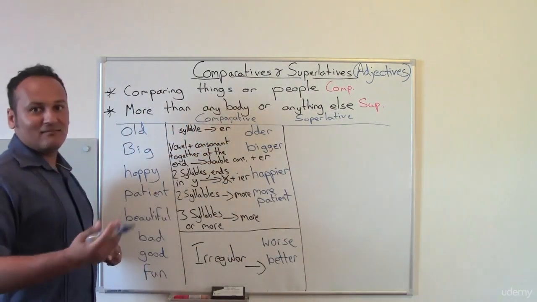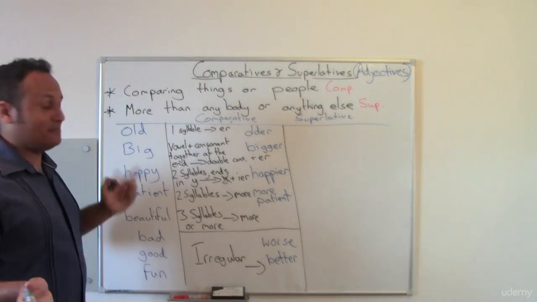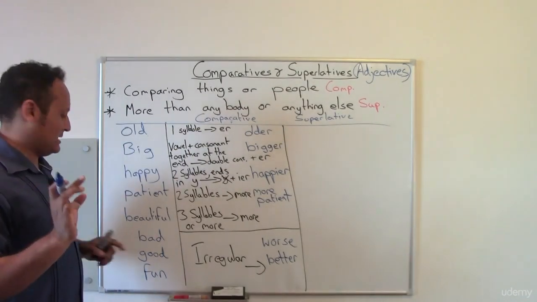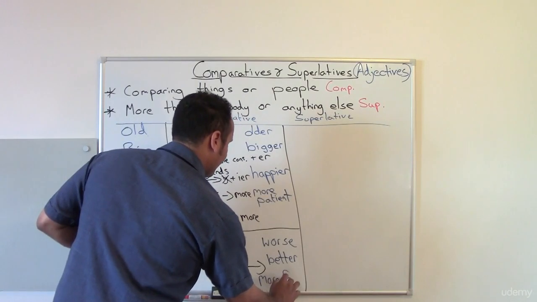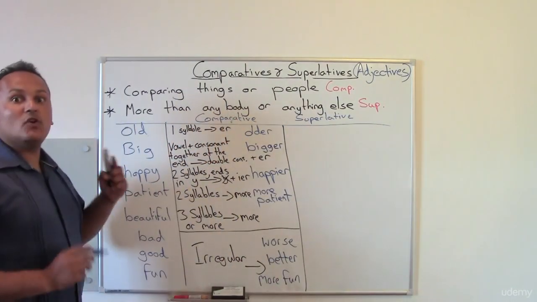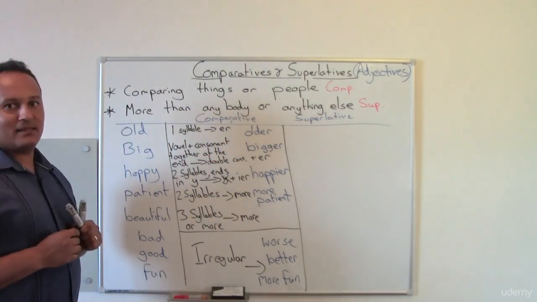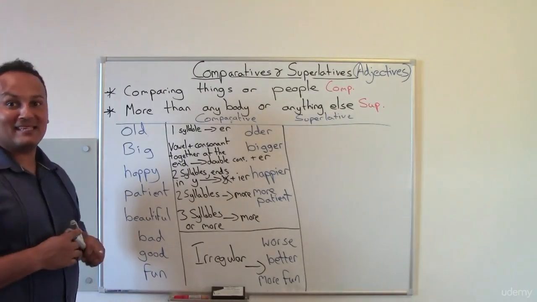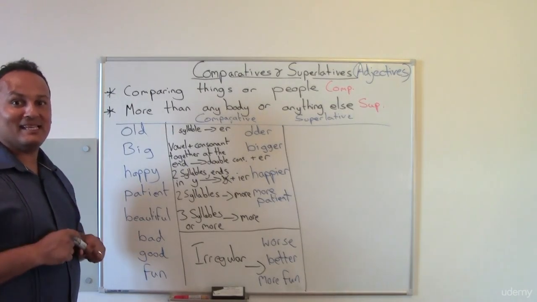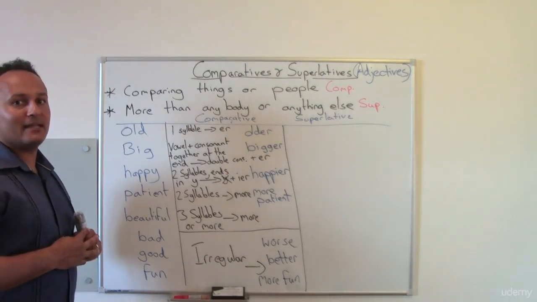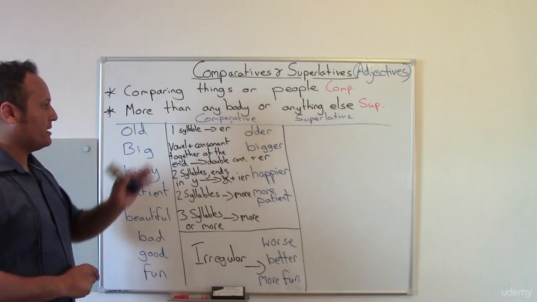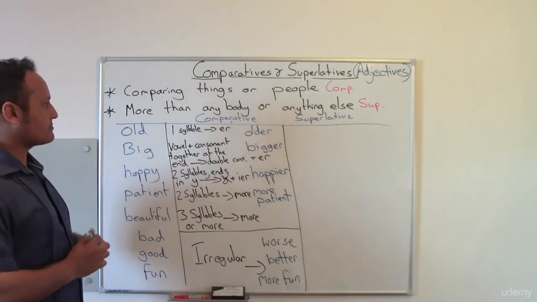And fun doesn't become funner, even though it should, because if you follow the rules, it doesn't. It just becomes more fun. There are a few more irregular adjectives like this. I will have another lesson. You will find it on the website that will cover all of the irregular adjectives. Okay, but for now, the comparative rules.